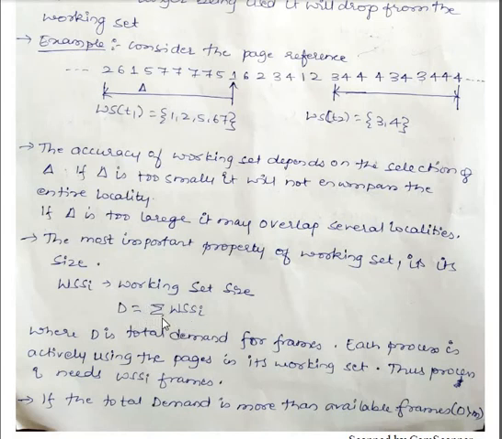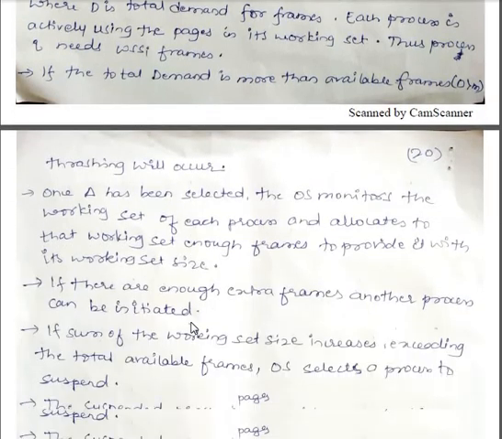So D equal to 7 means the total demand of frames here will be 7 frames, according to the localities we have. This is one locality, this is another locality. So this is one working set, and this is also another working set. The summation of these working sets gives the total demand of frames here. So depending upon the working set size, we can allocate the frames.